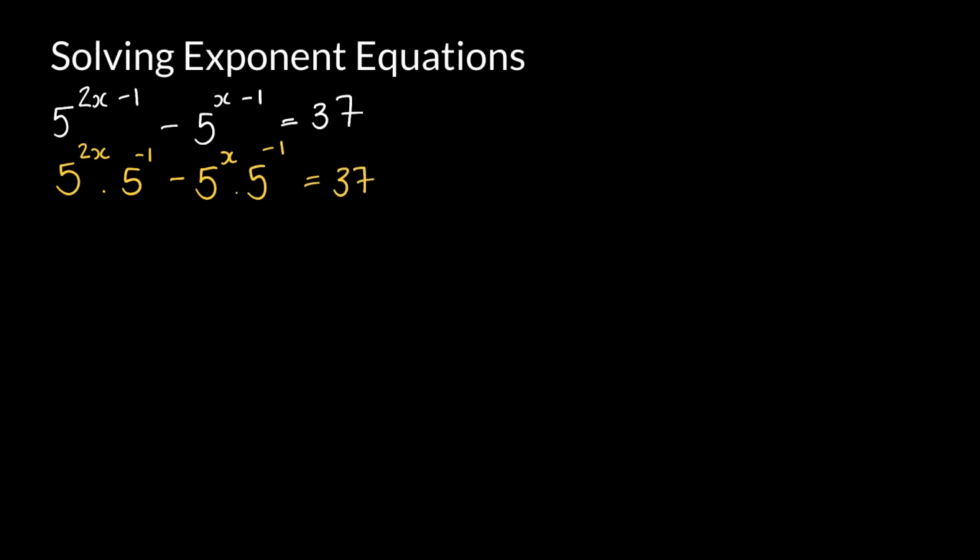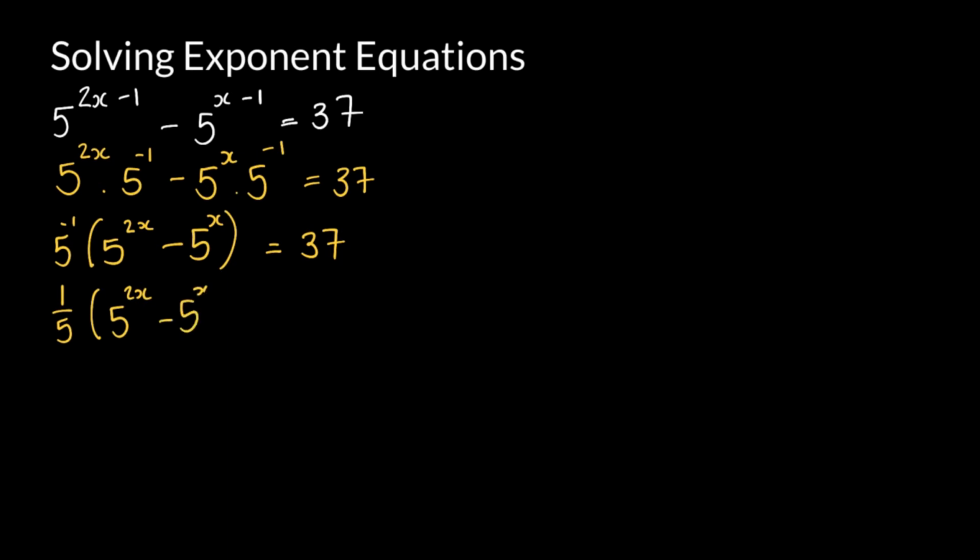Then we're going to take 5 to the power negative 1 out as a common factor on the left-hand side. So we're going to have 5 to the power negative 1 multiplied by 5 to the power 2x minus 5 to the power x, which is equal to 37. Now, 5 to the power negative 1 is the same thing as 1 over 5, so we're going to end up with 1 over 5 multiplied by everything that we have on this side, and that's going to be equal to 37 as well.